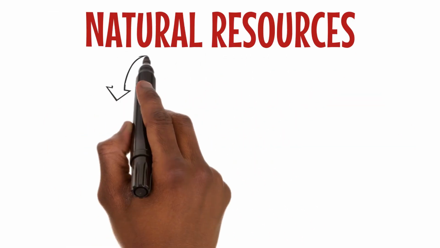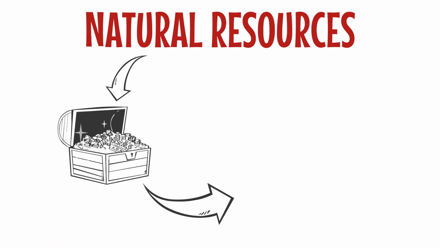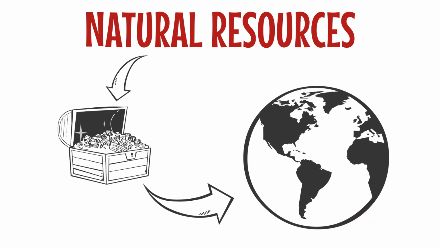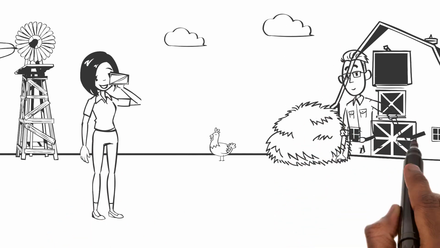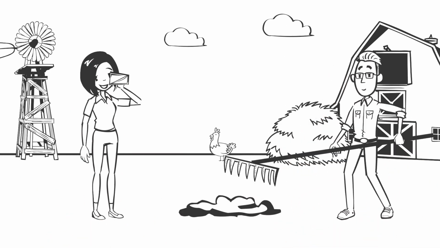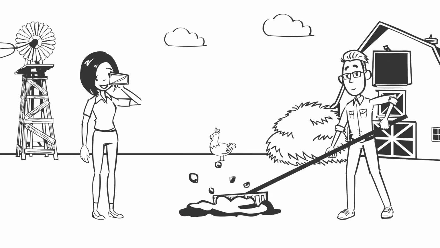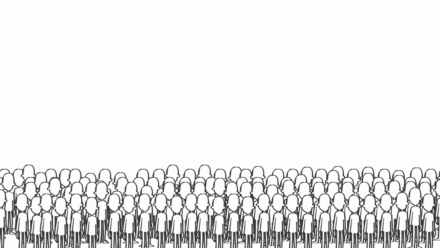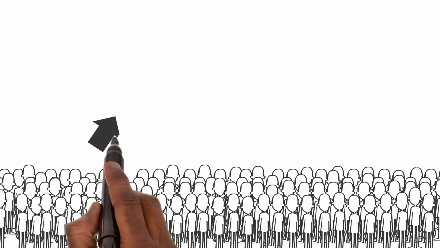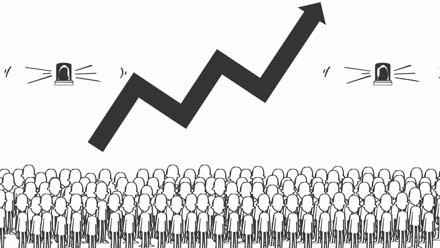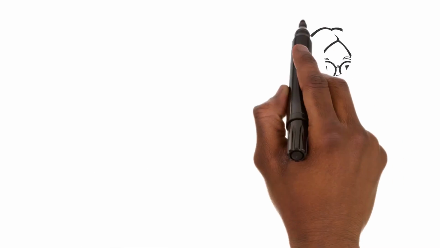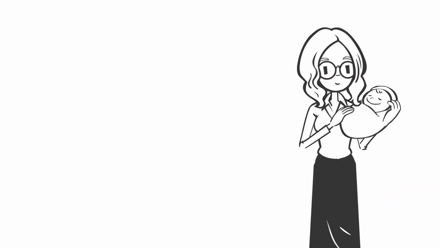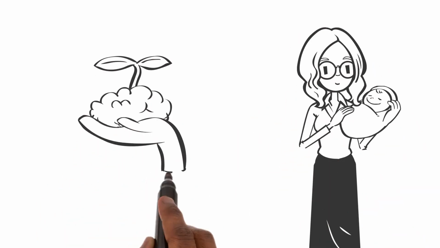Natural resources are the treasures of our planet, essential for life and progress. They include everything from the water we drink to the soil we cultivate. However, these resources are not unlimited. Rapid population growth and increasing demand are depleting these resources at an alarming rate. It's crucial to understand their limits and use them wisely to ensure sustainability for future generations.